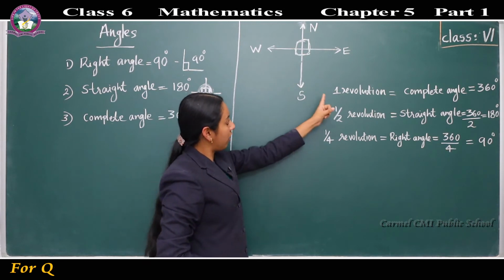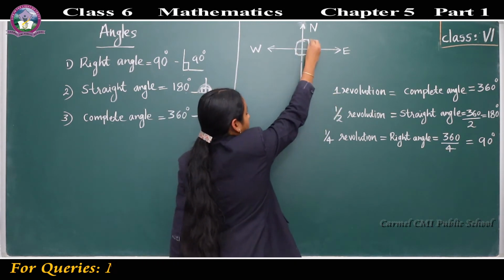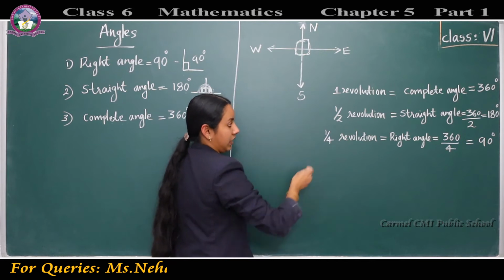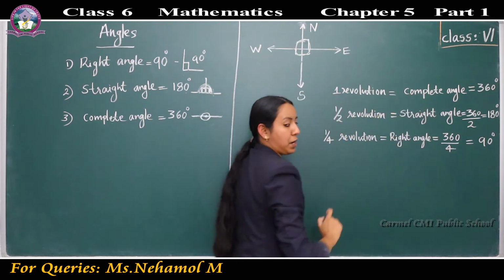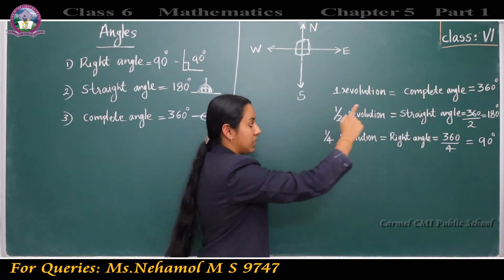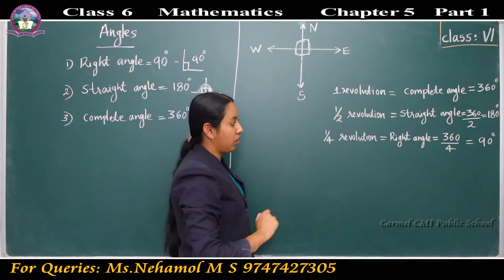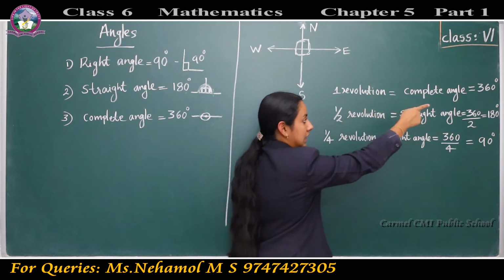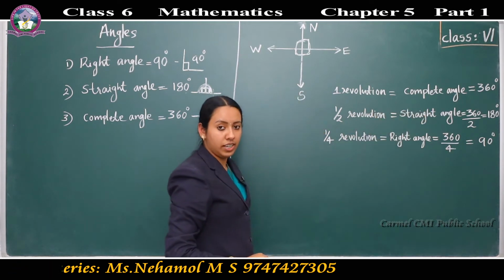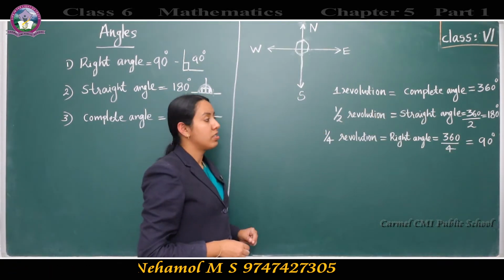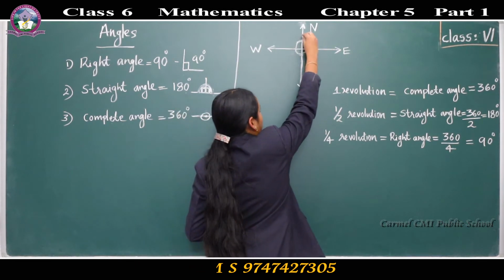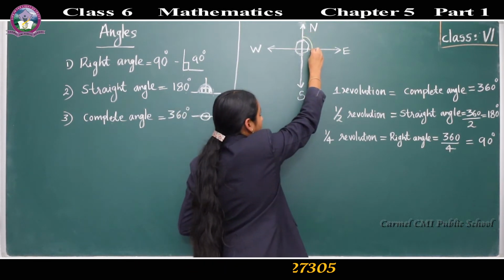Then one revolution is known as a complete angle, which measures 360 degrees. Complete angle, 360 degrees.